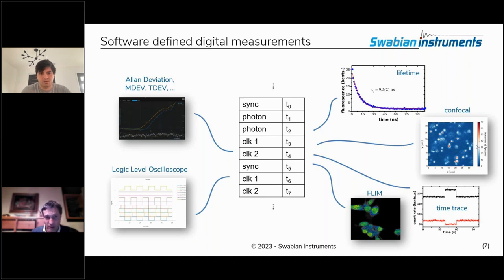All right. And one thing that's also possible is, if you have periodic signals, like a 10 megahertz clock signal or so, you can generate 10 million time tags per second on one 10 megahertz clock channel and 10 million time tags on another channel from another clock, and then on the fly calculate stuff like Allan deviation, MDEV, TDEV, and so on, frequency, phase, as you see on the top left side. And I will talk about that in a bit more detail in a second. Another application is a logic level oscilloscope, which you can extract directly from the time tag architecture, which I will also talk about in a second.